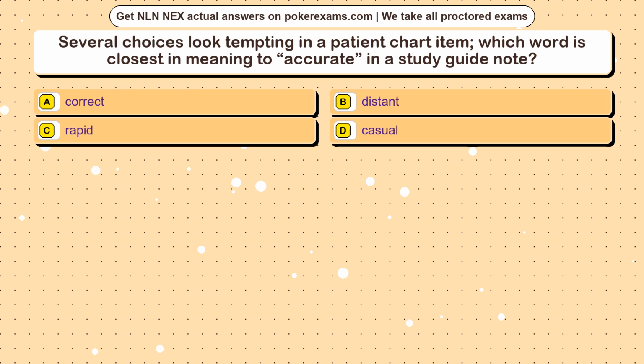Which word is closest in meaning to accurate in a study guide note? Option A, correct. Option B, distant. Option C, rapid. Option D, casual.